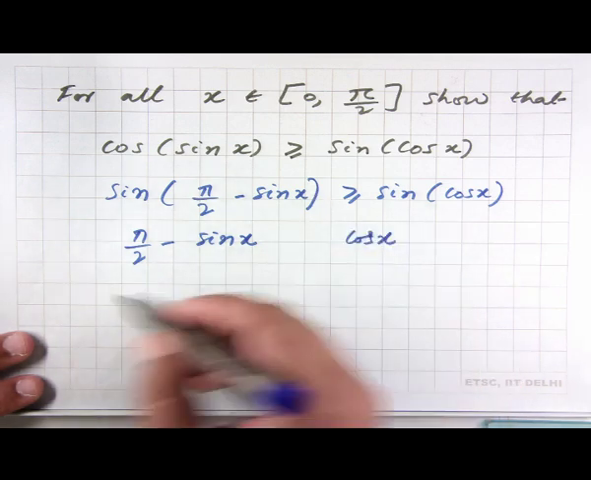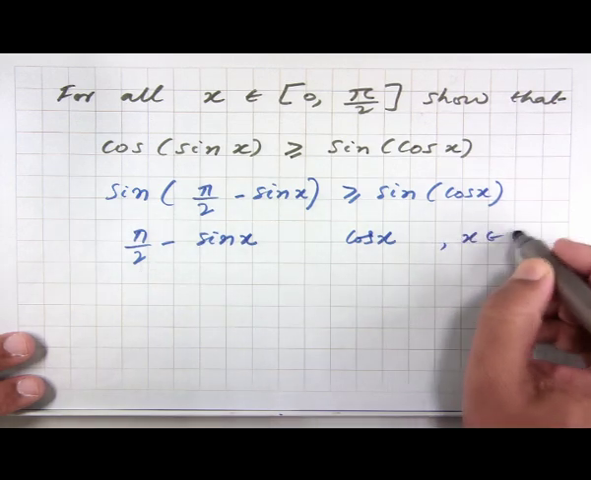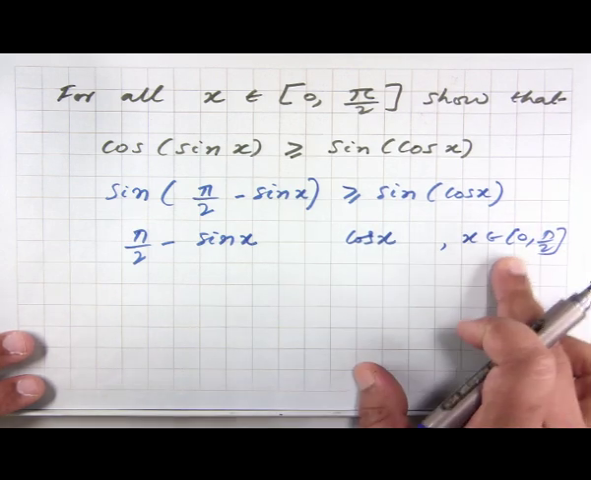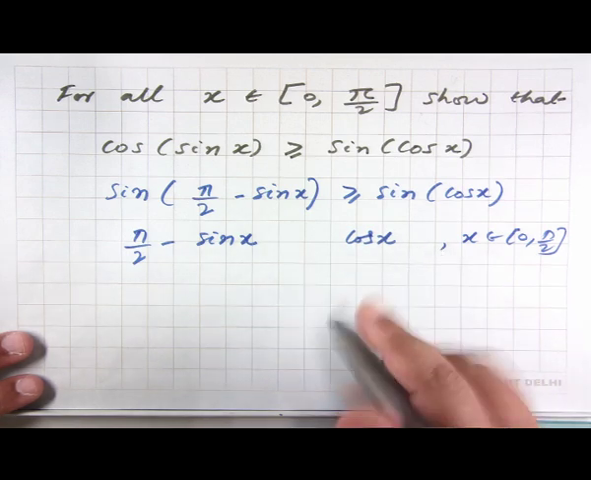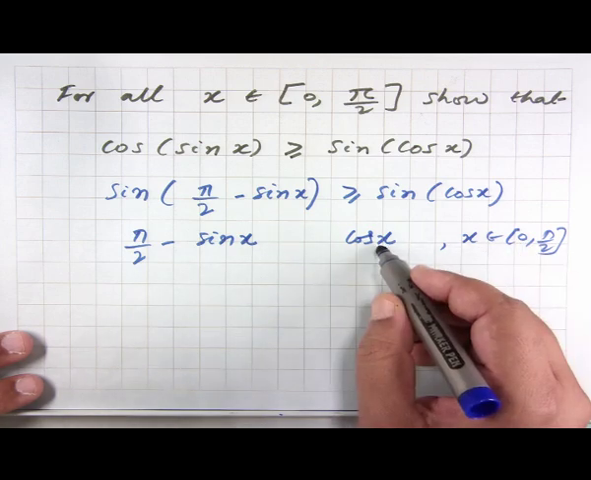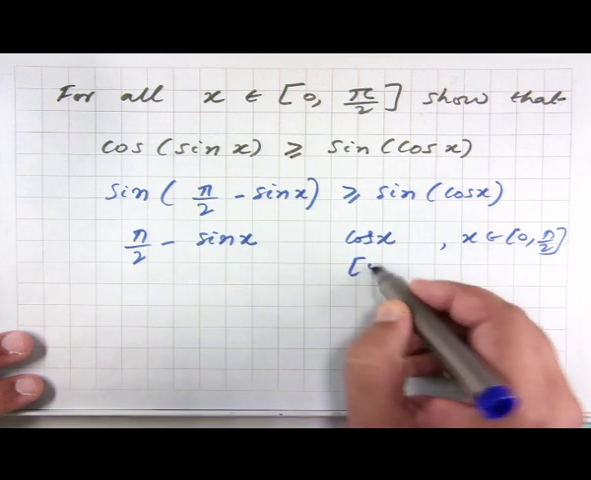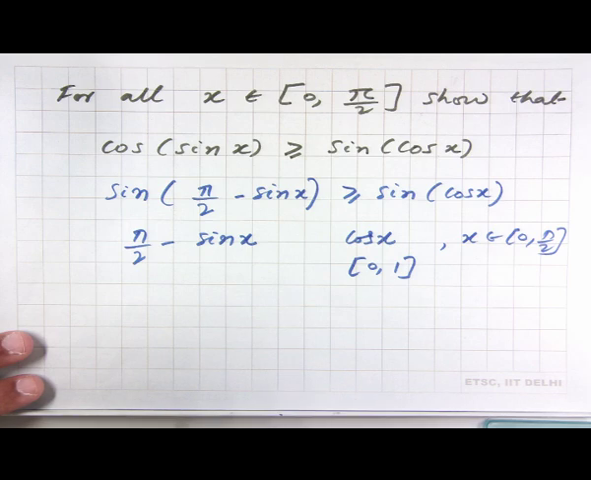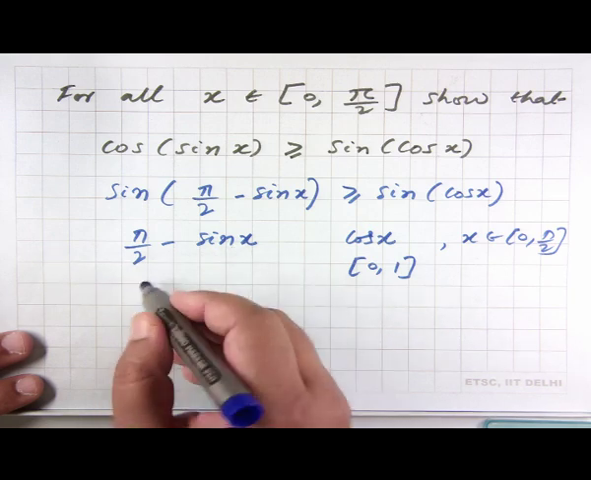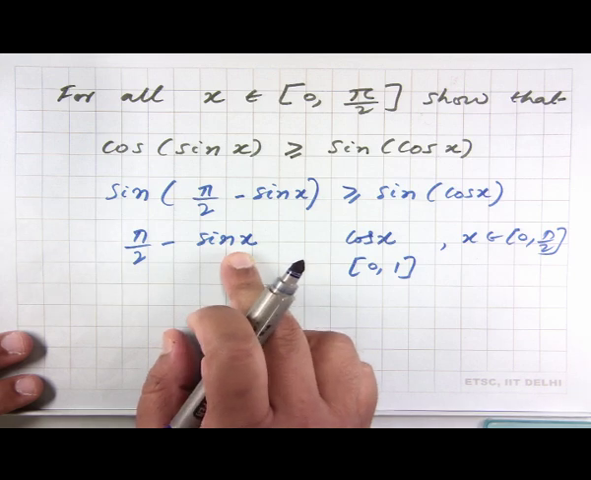So, let us examine these two terms for when x belongs to 0 to pi by 2. Of course, when x belongs to 0 to pi by 2, cos x will be between, at x equal to 0 it will be 1, and at x equal to pi by 2 it is 0. So, it is going to be between 0 and 1, and pi by 2 minus sine x at x equal to 0, this will be pi by 2, and at x equal to pi by 2 it will be equal to pi by 2 minus 1.